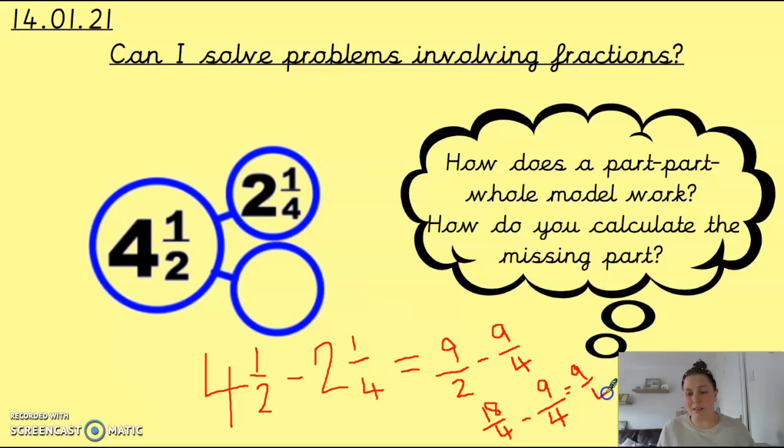Now to put my answer into my part-whole model, I will need to convert that back to a mixed number. So if I've got 9 quarters, 4 would make up the whole. So I'm going to have 2 wholes, which would be 8, and 1 quarter left over. So 2.25 would be your answer there. So well done if that's what you got. Let's have a look at a slightly different problem.